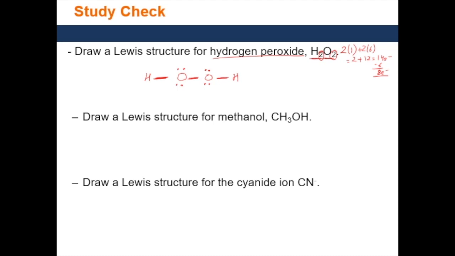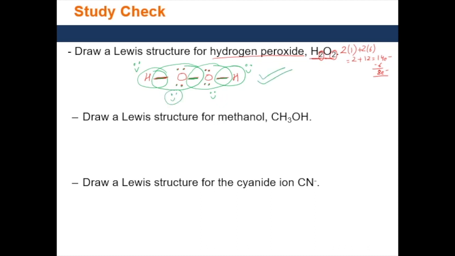Let's confirm if every atom is happy and satisfied. Hydrogen has 2 electrons, yes. This has 2 electrons, yes. This oxygen has 2, 4, 6, 8. So this oxygen is happy. This oxygen is forming these many bonds. So this has 2, 4, 6, 8. So this oxygen is also happy. So this structure is correct.